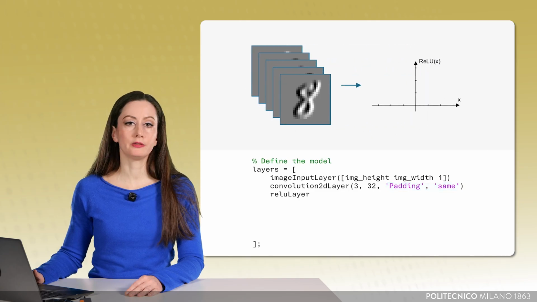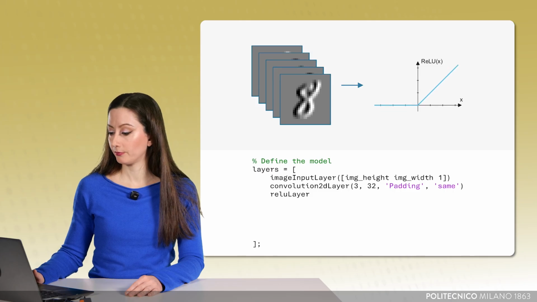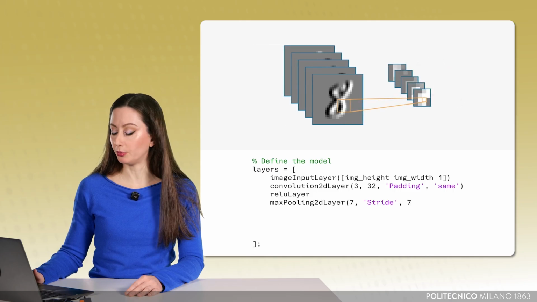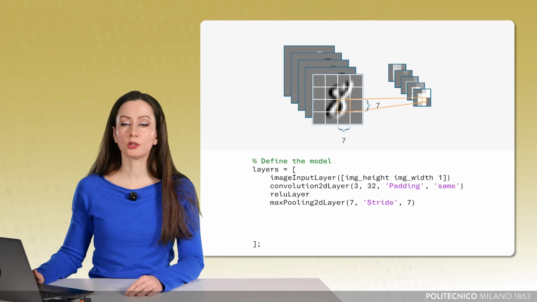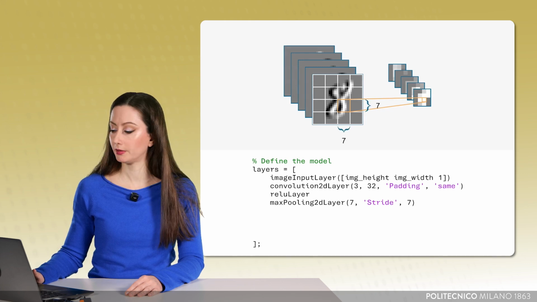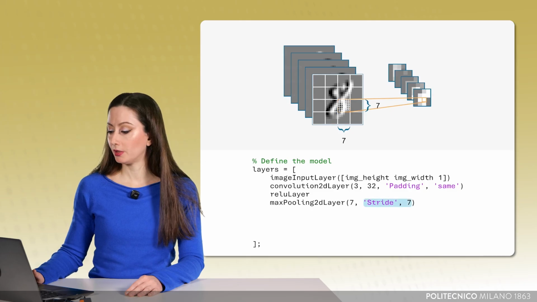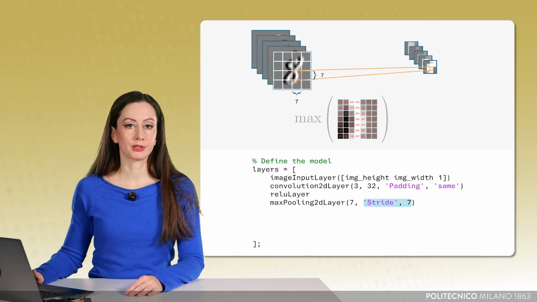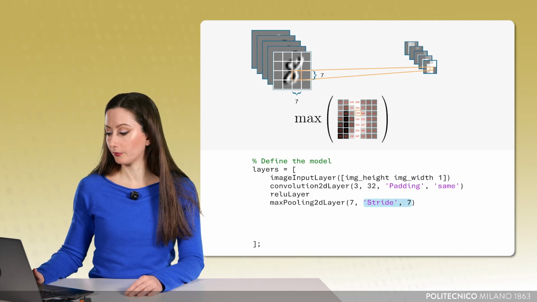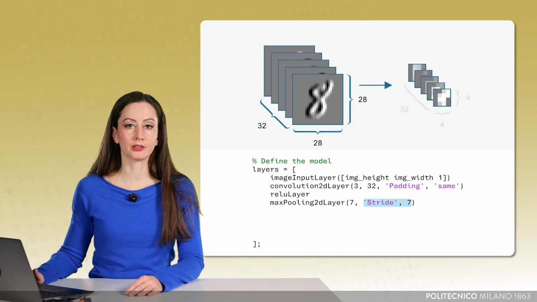We then set the activation function to ReLU to keep the output positive. And next, we apply max pooling. And in the argument, we define the pool size, which in this case is 7 by 7. And we also add a stride of the same dimension, meaning that we move with a step size of 7. And this reduces the dimensionality significantly, so 28 by 28 matrices are reduced to a size 4 by 4.